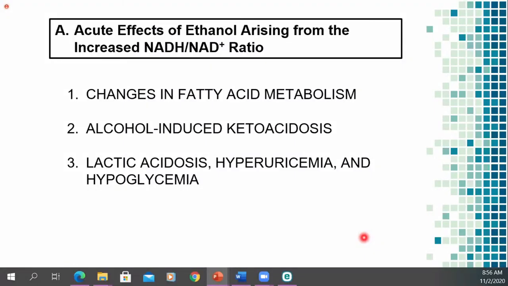So going to the first thing, the effect of the NADH to NAD ratio, there will be a change in the formation of fats, as well as ketoacidosis, formation of ketone bodies, lactic acidosis, low formation of lactate molecule, and hyperuricemia, and eventually hypoglycemia. These people will suffer from a hypoglycemic condition. That's why they became somewhat professional: with alcohol they add something, certain things that contain carbohydrates, so that they don't develop a hypoglycemic condition, because all of this is caused by false energy.